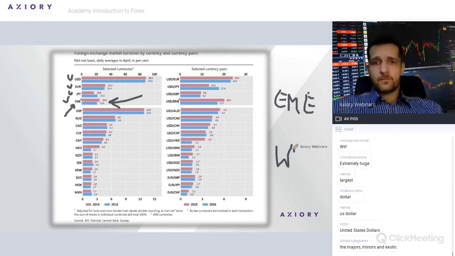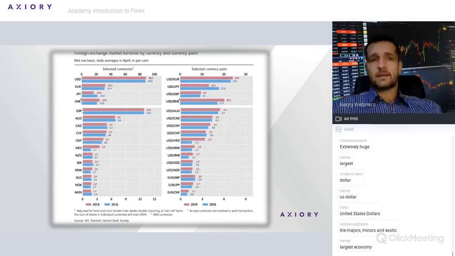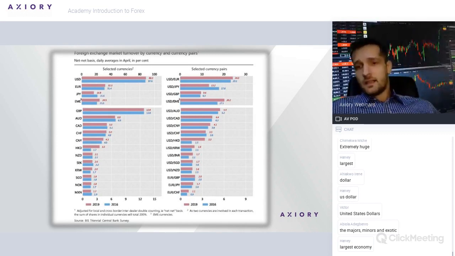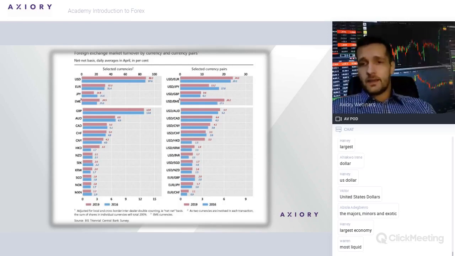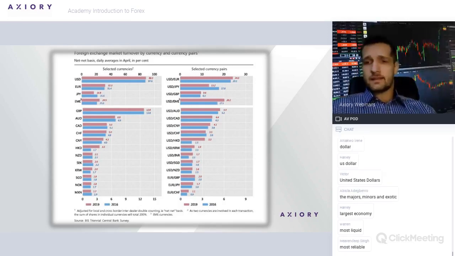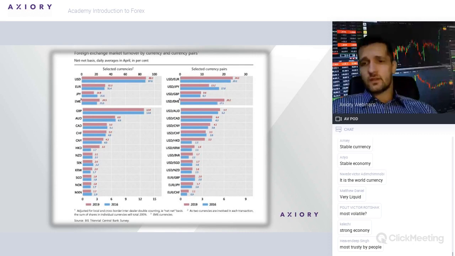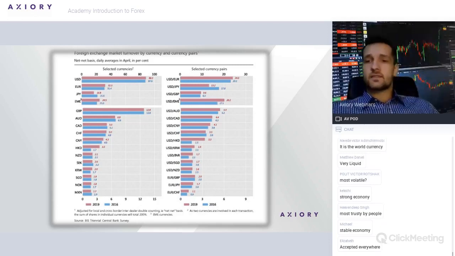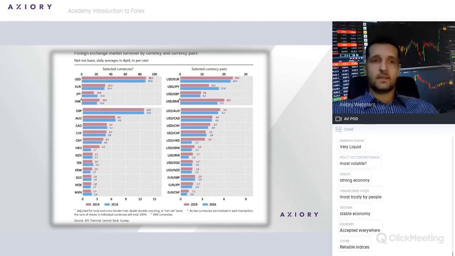There is a question. Why? Please tell me, why is USD the most widely traded currency in the world? Harvey, largest economy, yes. Warren, most liquid, yes. Most reliable, yes. Stable currency, world currency, most trusted by people, strong economy. Okay. Yes, many of those answers are true.